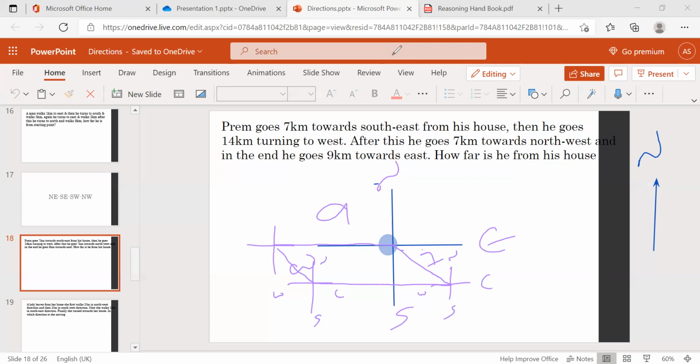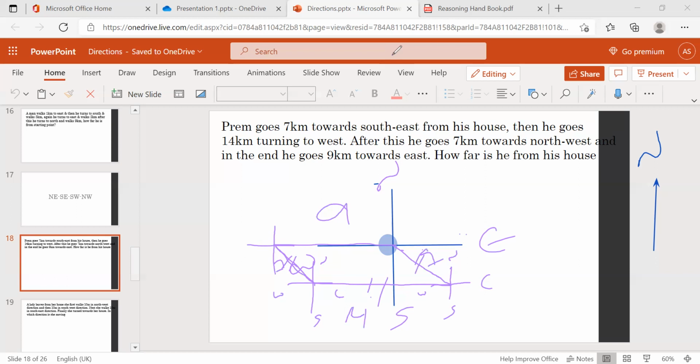This is 7 and this is also 7. Then this is 14. And how far is he from the house? This is 7, and from here, this is 14 kilometers, and this is 7 kilometers, and this is also 7 kilometers.